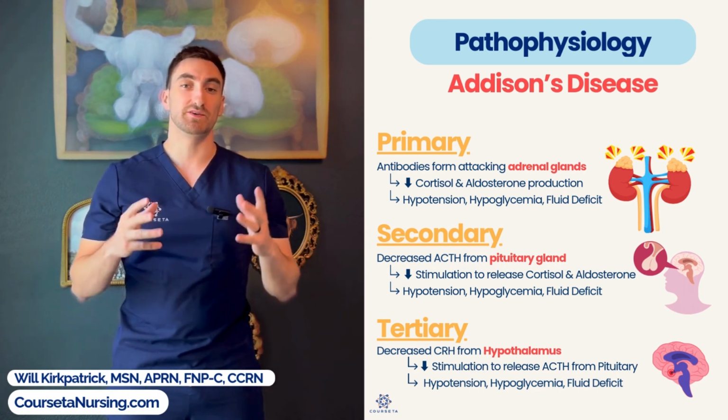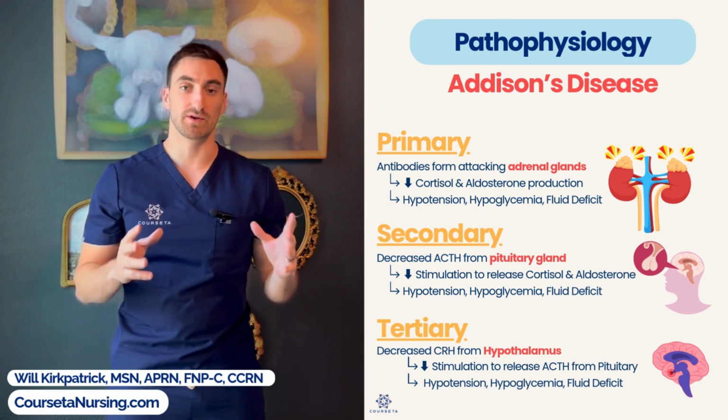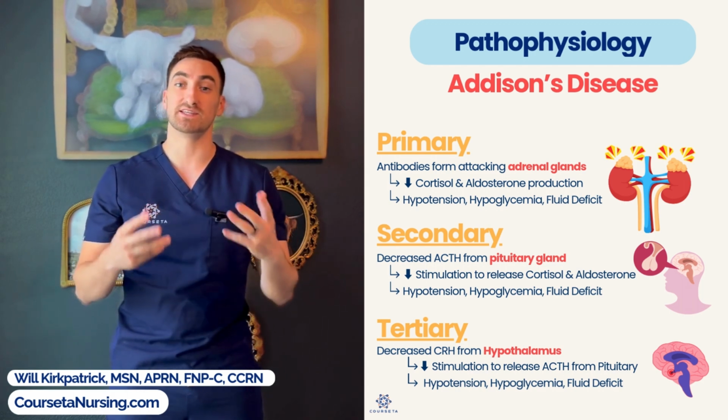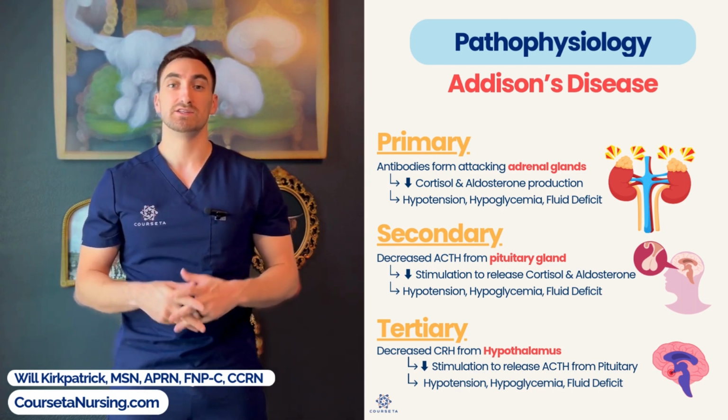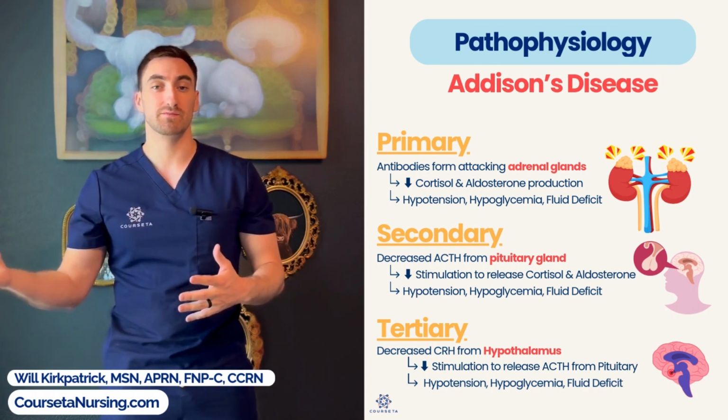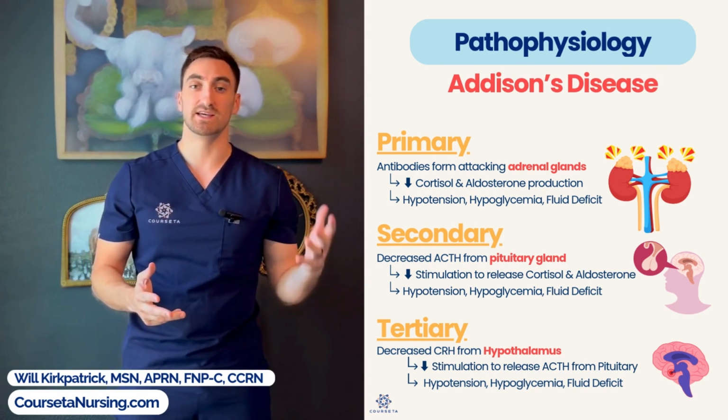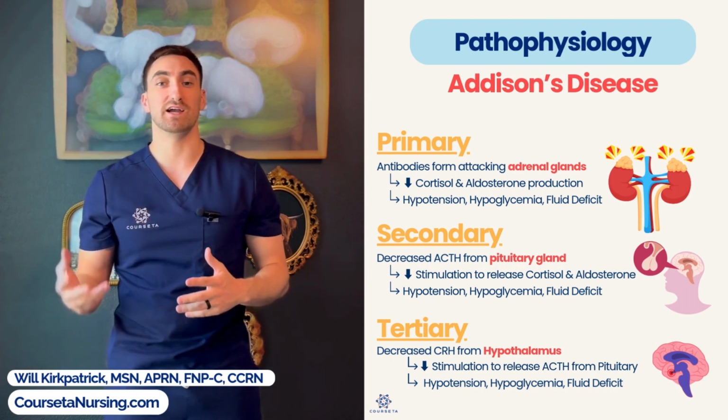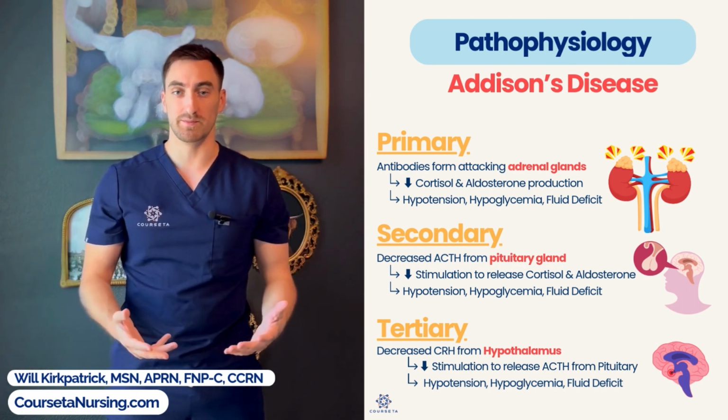Well, specifically with the tertiary, we have a cortisol lowered issue only because it's the CRH that needs to be stimulated. So the aldosterone can still be triggered, but the cortisol in this case is not triggered because of the hypothalamus not communicating that we need cortisol in the body.